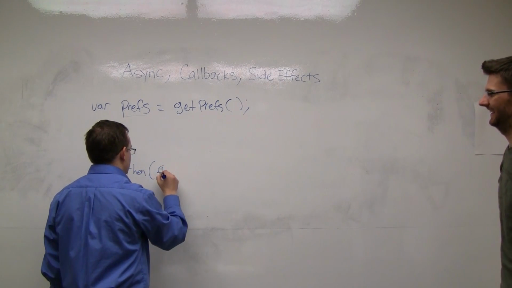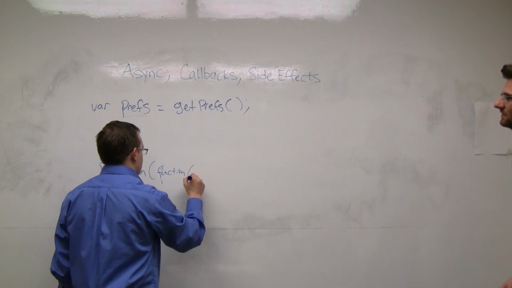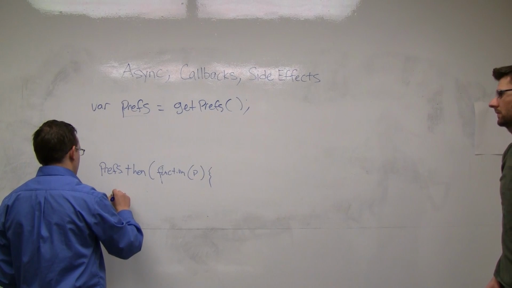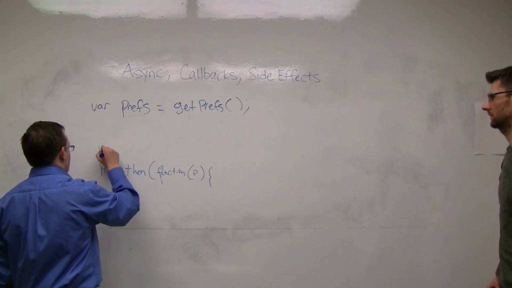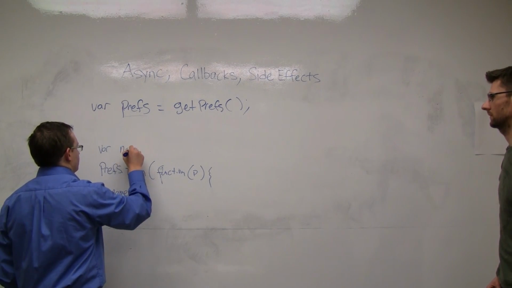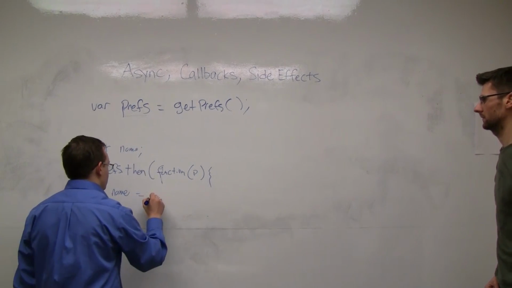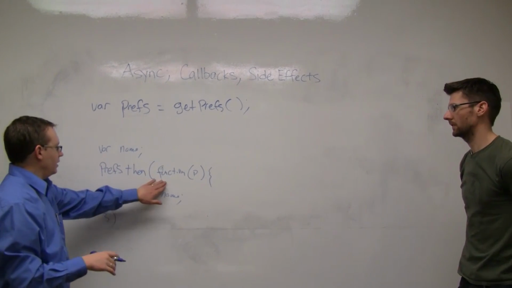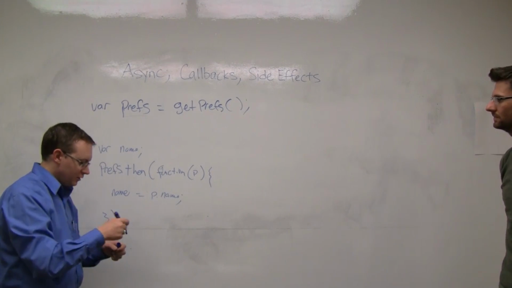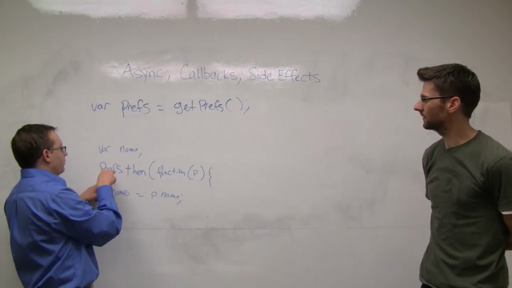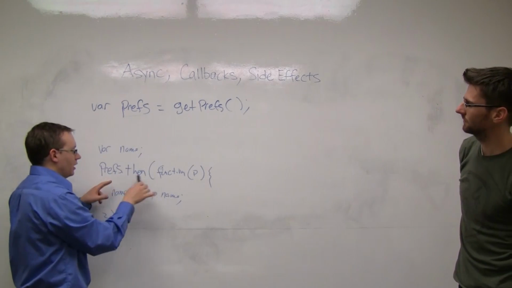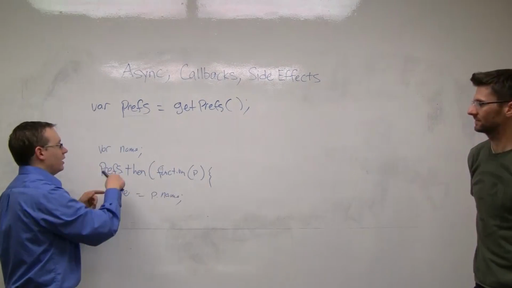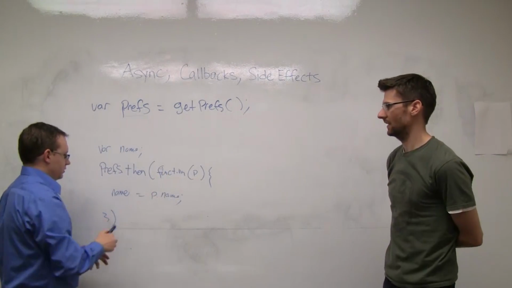That's a function. Name. Better scope this right. name equals p dot name. It doesn't matter where the program gets hit first. If this prefs knows its value, it'll go get it. If not, it waits until it gets it. If it knows its value, it'll just run this. If not, it'll go get it, and when it's done, you'll set this.